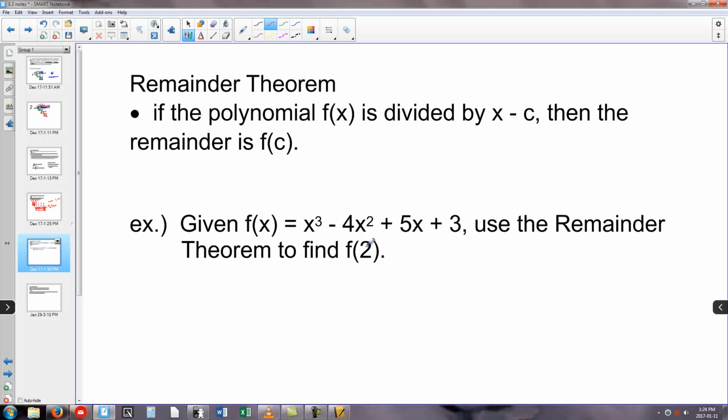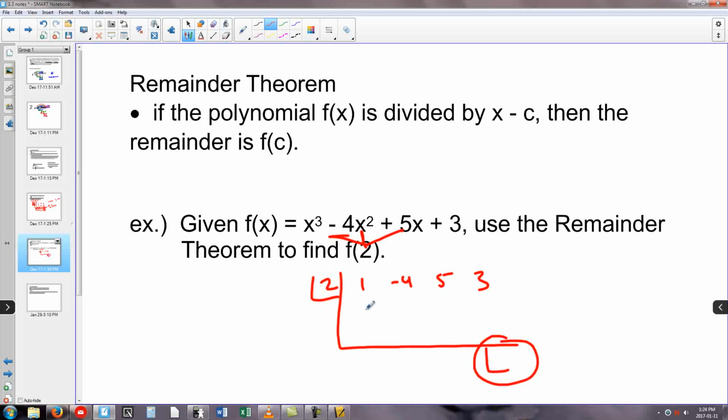So if I want to know f of 2, I could either plug 2 into x in all these equations, or I can run the synthetic division. Now again, most of you would say, I would rather just plug the 2 in, and that's fine. But I just want to show that it works. The 1 would drop down. 2 times 1 is 2. Negative 4 and 2 is negative 2. 2 and negative 2 is negative 4. 5 and negative 4 is 1. 2 times 1 is 2, and that would give me 5. So 5 would be my answer.